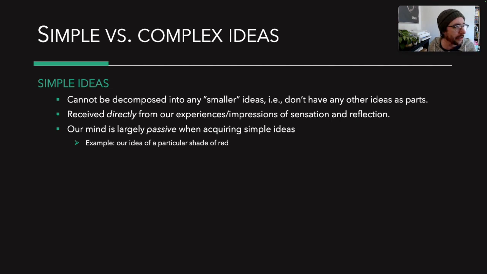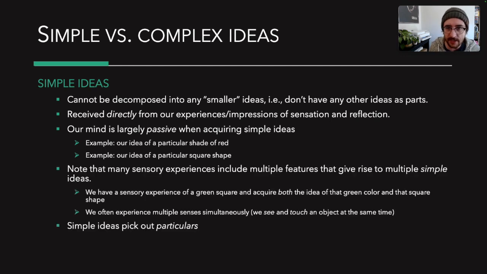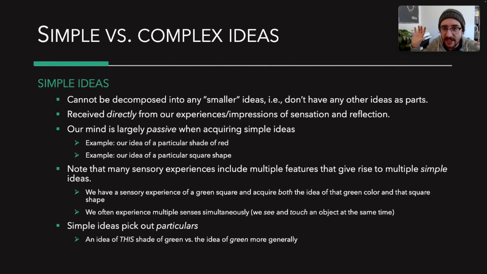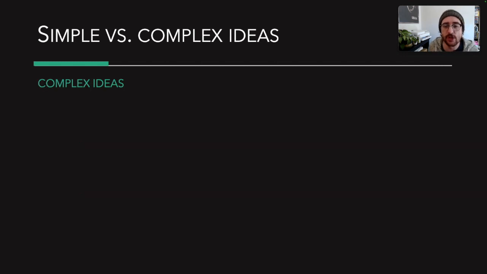So an example here is I look at a red rose, I have the impression of a red rose, and I get the idea of a particular shade of red. Similarly, my idea of a particular square shape would be a simple idea. Now, it's also really important to note that our simple ideas pick out particulars. They are copies of very specific particular impressions. So there's a difference between the idea of this particular shade of green and my idea of green generically. So my idea of mint green is a simple idea, but my idea of green, where that includes mint green, forest green, turquoise, it includes all of those ideas, well, that generic idea is not simple because it's composed out of those smaller ideas.